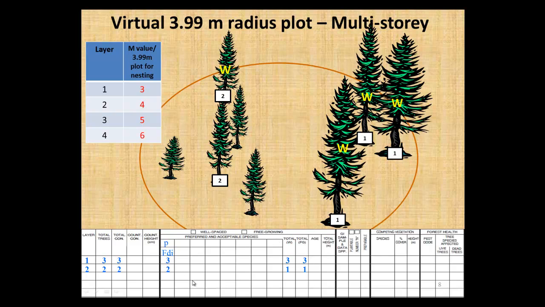You could tally the well-spaced and free-growing without capping as well within this zone. But I've only got so much space on this virtual plot. So I can only record 1 because I'm capped at 4. There we go.